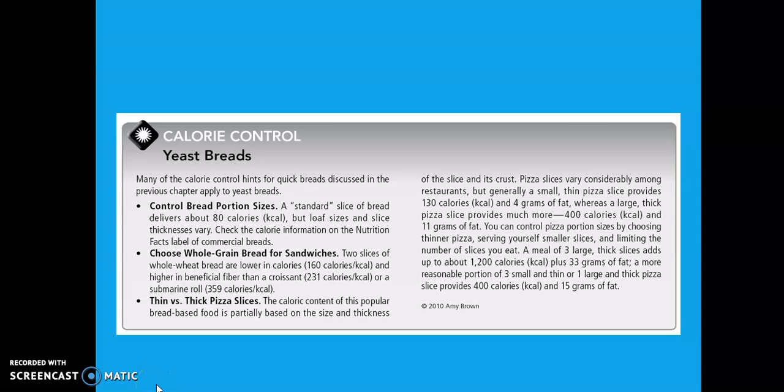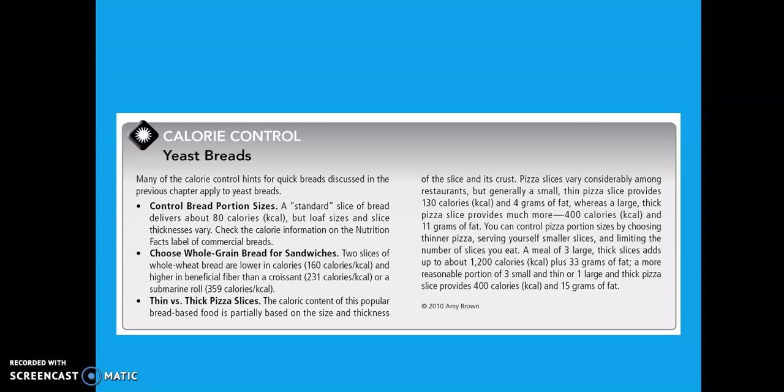So here's a really important thing about bread, which is calorie portion. A standard slice of bread has about 80 calories and has 15 grams of carbohydrates. So that's like one serving of carbohydrates, one slice of bread. And a lot of people, if you're eating a sandwich, eat two slices. Sometimes you have it with toast. Whole grains are always better. We know that it has more fiber.